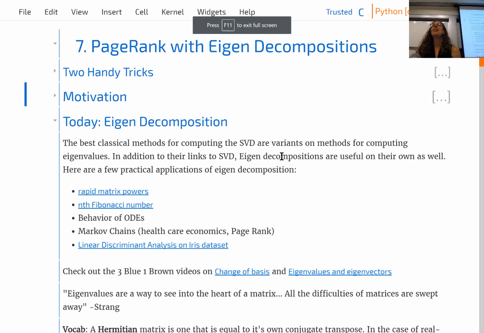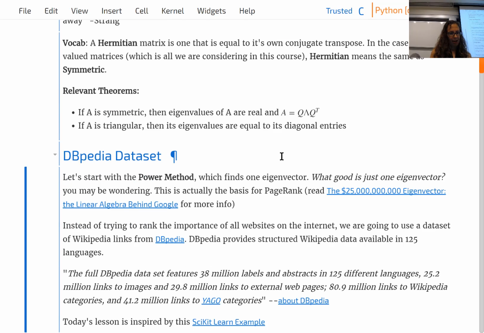Yeah, so last time we talked about eigendecompositions, and there's this close relationship between the eigendecomposition and the SVD. Even though we're looking specifically at how to do eigendecompositions, similar techniques are used for calculating the SVD. We were looking at this DBpedia data set, which is a data set of all the Wikipedia links, and we were finding the principal eigenvector of that. What's significant about that eigenvector? What information is it giving us?